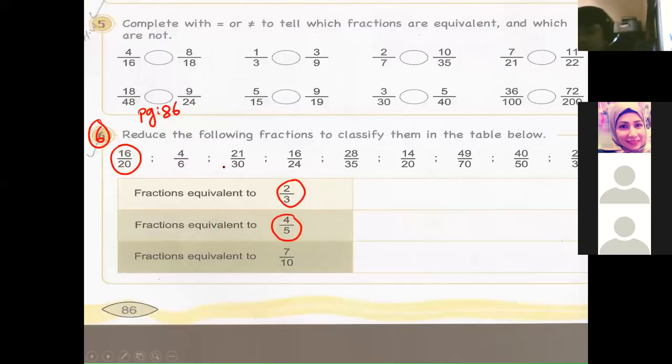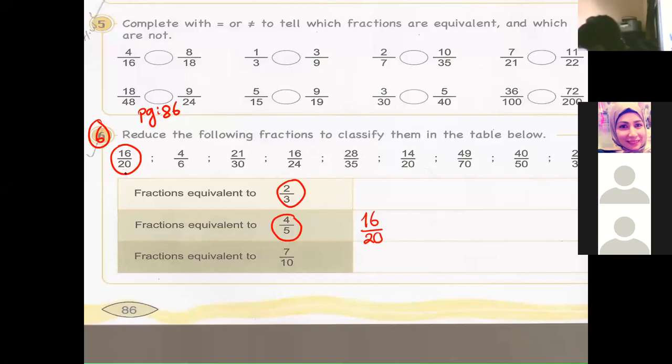Yes, Adam. 5 times which number equals 20? 4. Yes, four. So do we multiply up and down by the same number? Yes. Equivalent. Okay, bravo. So I will write 16 over 20 here in this box beside 4 over 5. Is it clear? Yes. So no need to check 7 over 10 because it's equivalent to just one fraction, not more than one. No need to check the last one.